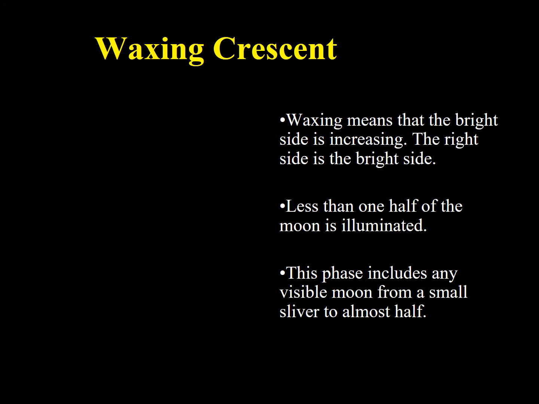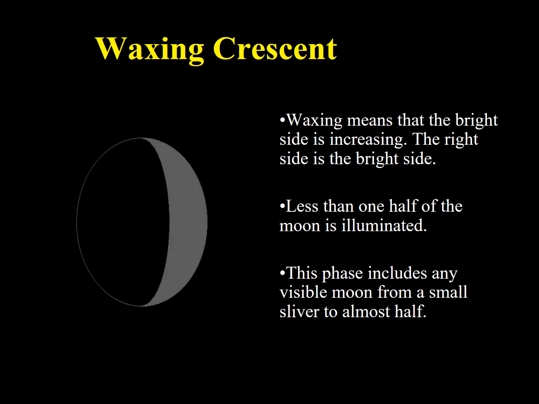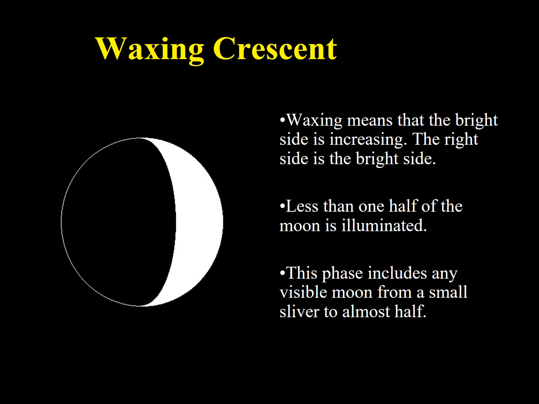waxing phase. Once we have the waxing phase and we have a crescent shape, we call this a waxing crescent. Less than one half of the moon is illuminated, but more than none at all. It can last 3 or 4 days, and only a small portion is visible.